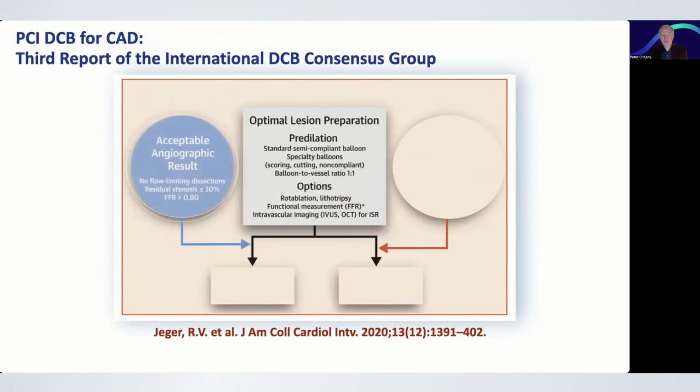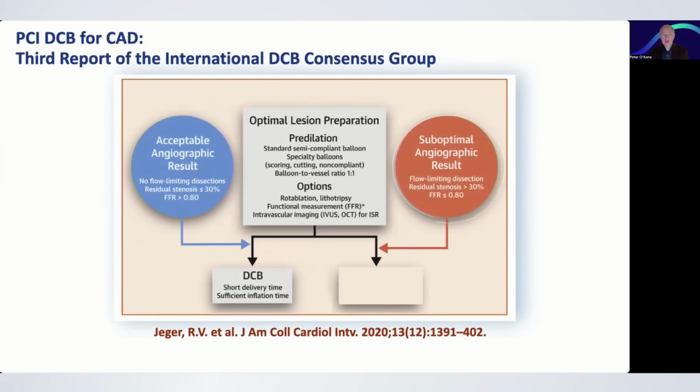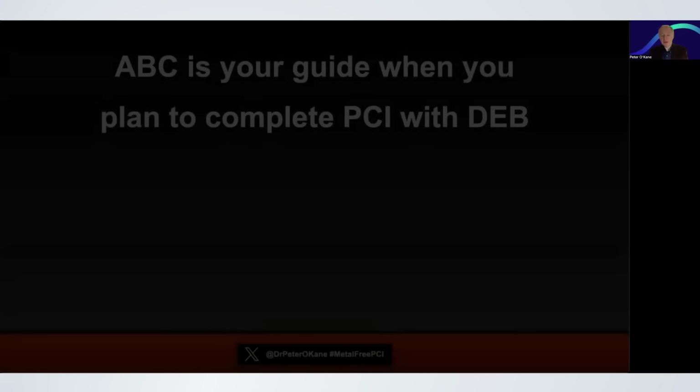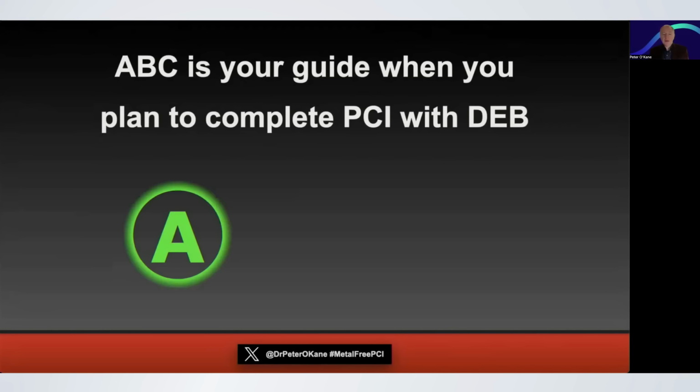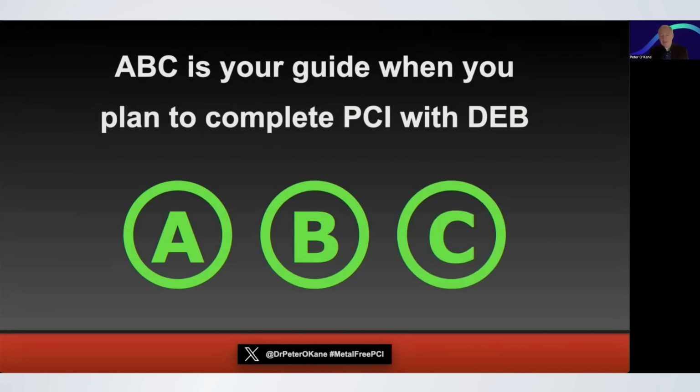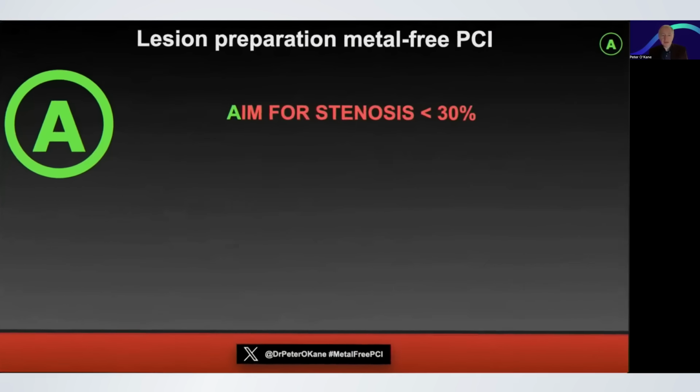An alternative, of course, is to use a DEB approach. We might be able to use it if we have less than 30% stenosis and good flow, or if we don't, we can always cross over to using a stent. Now, this is from the DCB consensus group, and I think it's a very sensible way to do it. I've given you here an ABC, really an even simpler way to try and use this approach. And this is how I think about things in the cath lab.